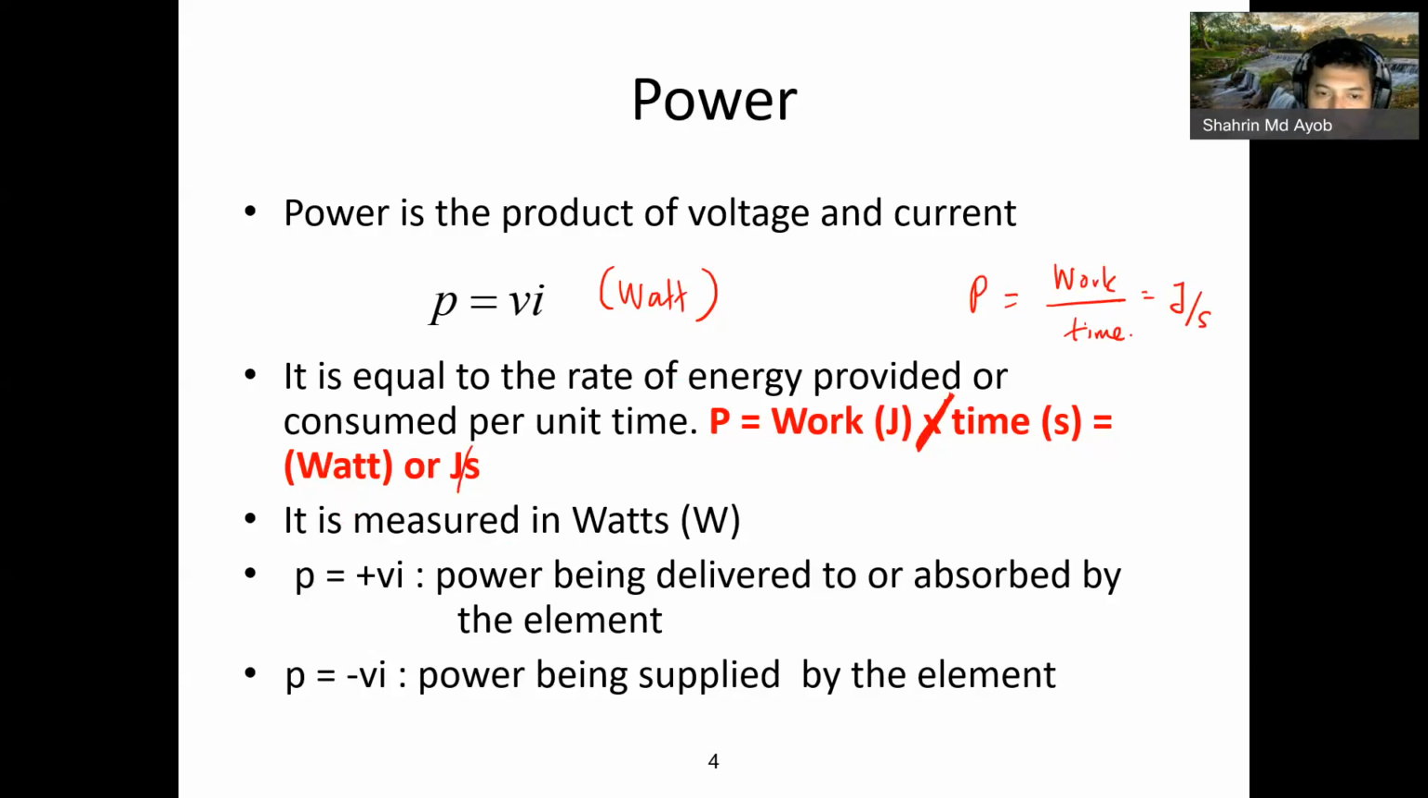For electrical circuits, there are two categories of power, with different signs: positive power and negative power. What is meant by positive and negative? If P is positive, the power is absorbed by the element. If P is negative, the power is supplied by the element. This means that in a circuit, we have elements that absorb power and elements that generate power.